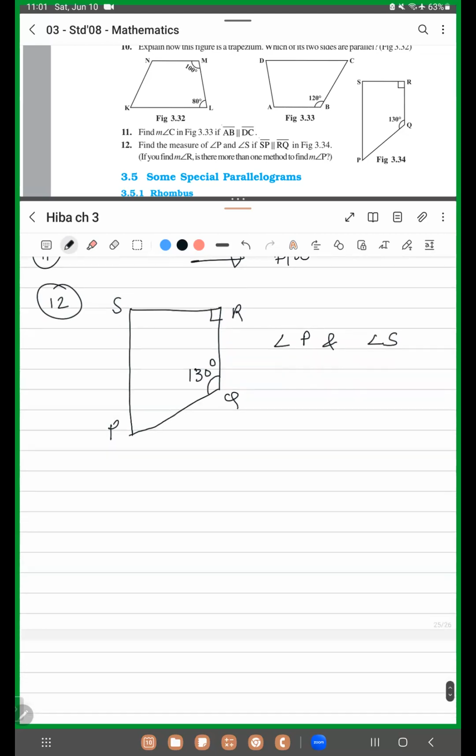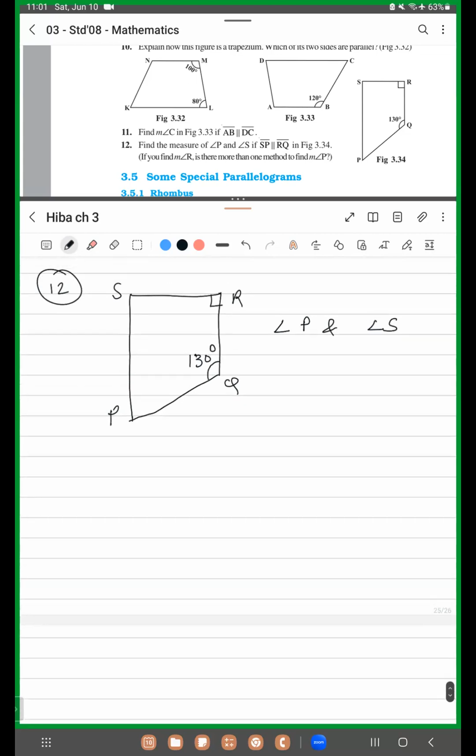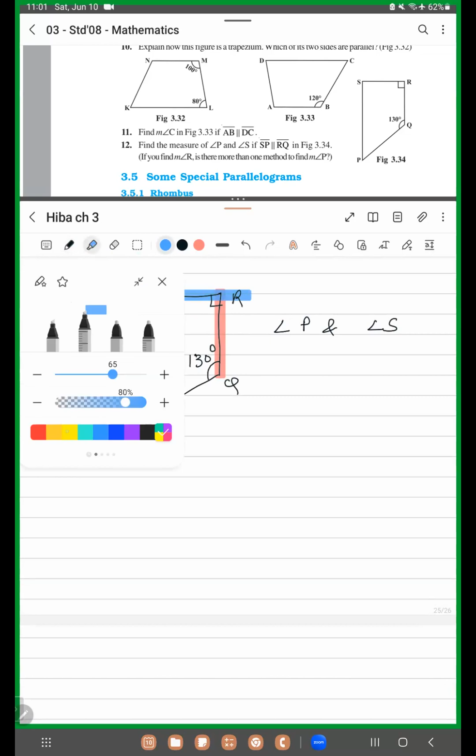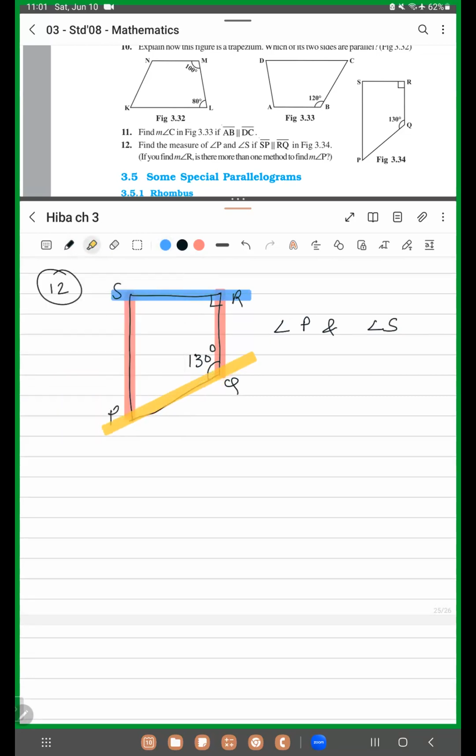Can you tell me how to find? I actually don't know. They are telling us that SP is parallel to RQ. If SP is parallel to RQ, can we say that RS is a transversal? Number one, RS is one transversal. But the transversal is not like straight. No, no one said that. Who said that a transversal is supposed to be a slanted one?